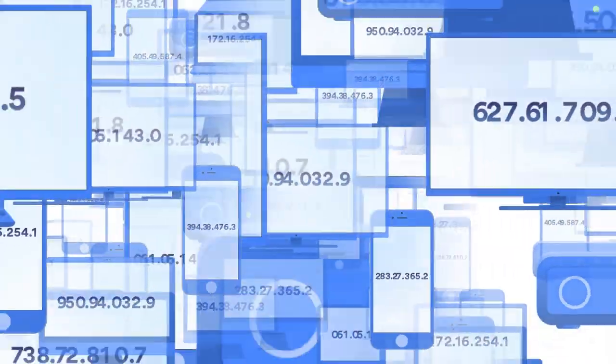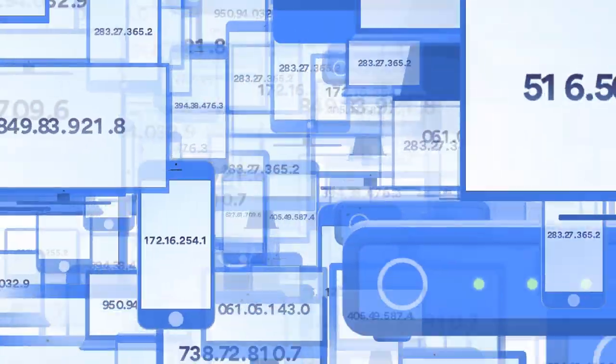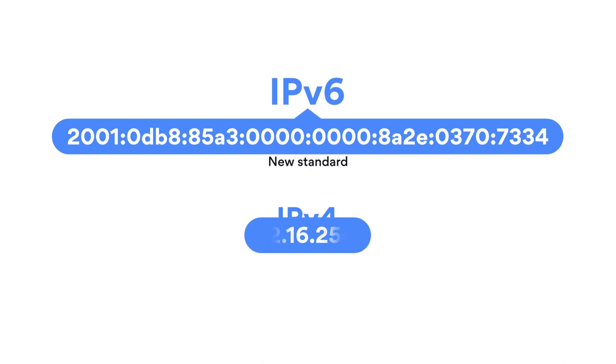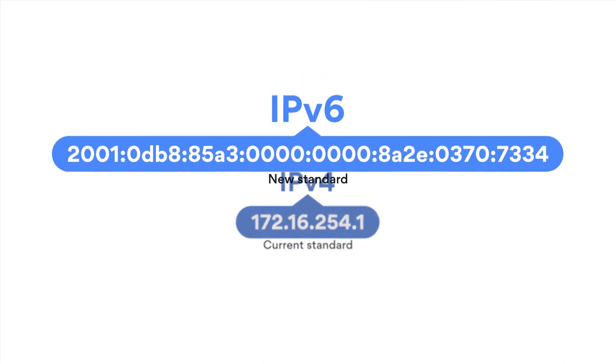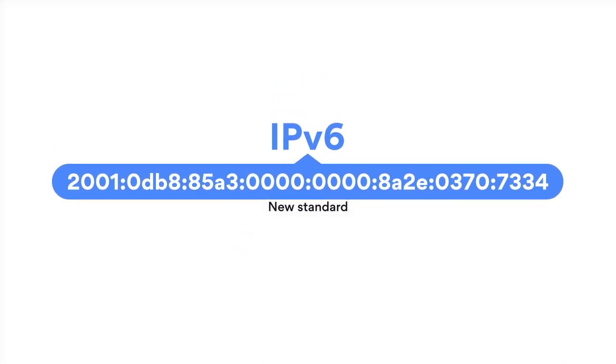But this party is huge. Unique numbers will eventually run out. That's why a new naming standard came into being. Meet IPv6, which should replace the current IPv4. IPv6 will make sure there are enough name tags for everyone.